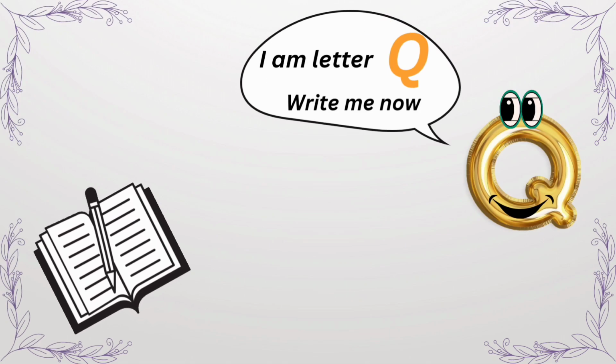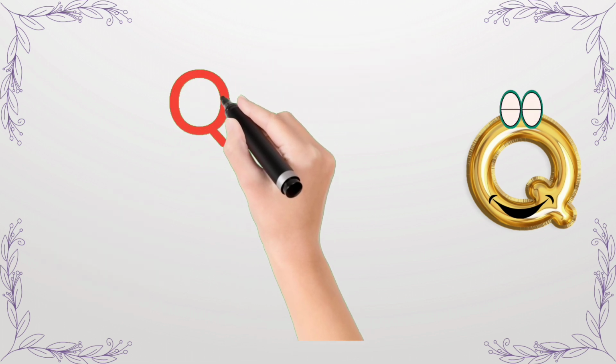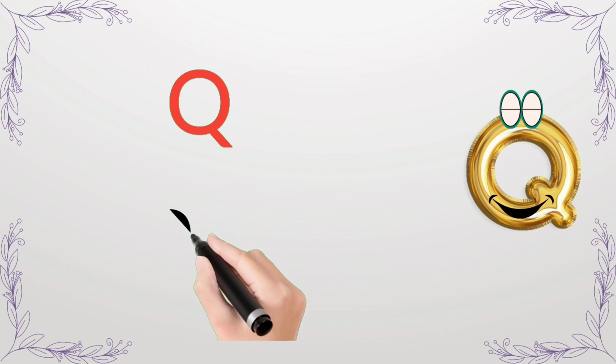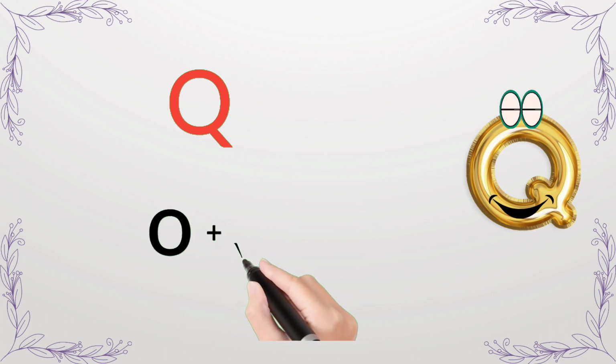I am letter Q. Write me now. Big circle, small slanted line at the bottom right of the circle. Say Q 5 times and write Q, Q, Q, Q, Q.